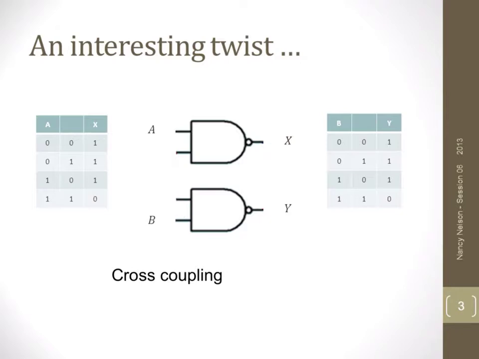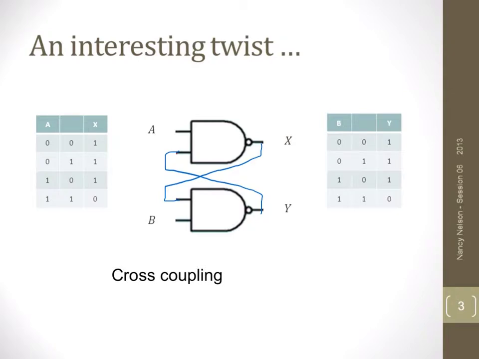So to cross-couple them, we're going to take Y, feed it into the input of the top NAND gate, and we're going to take X and feed it into the input of the bottom NAND gate. So you can see why it's called cross-coupling, because in the center section here we have coupling, which is the connections, and the cross because of what we're seeing here.